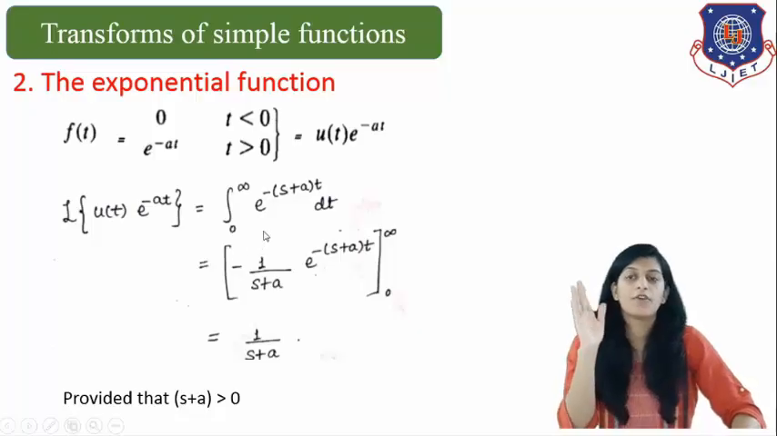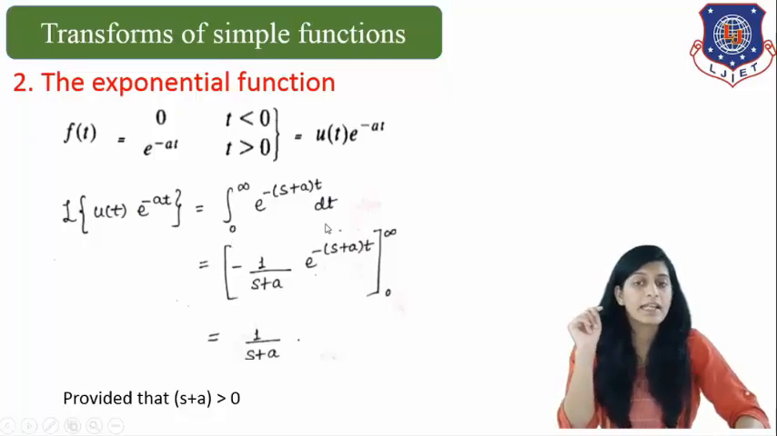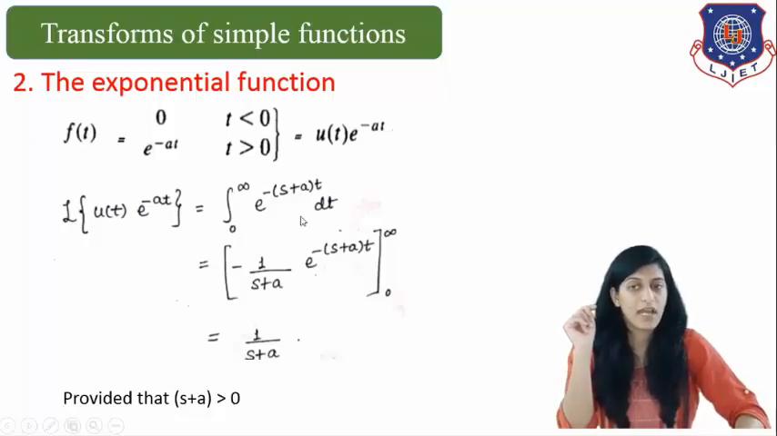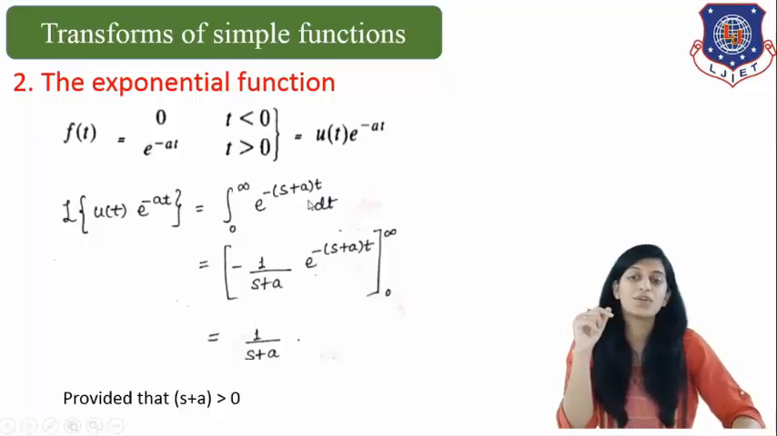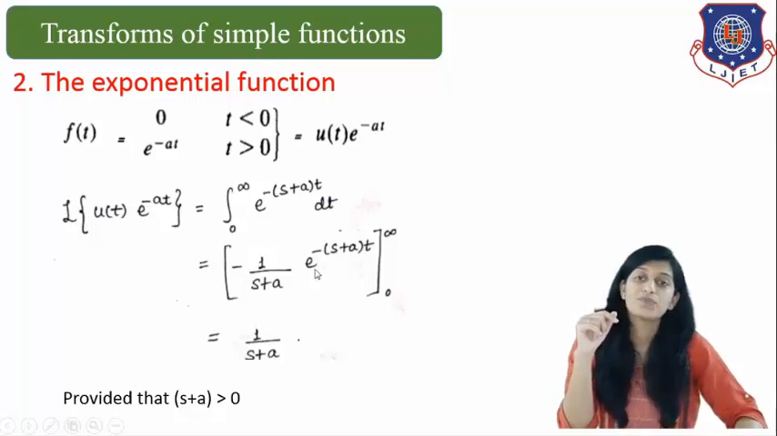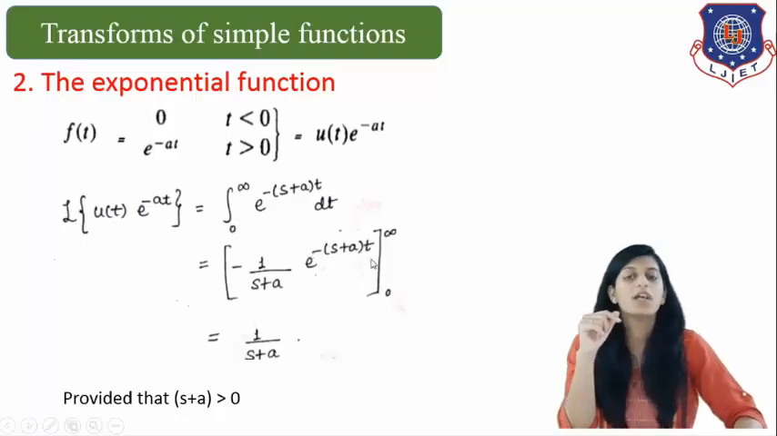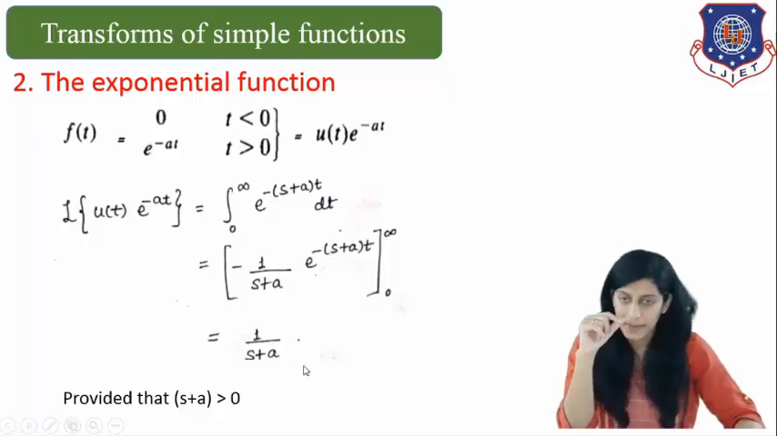Because Laplace transform of any function can be written as integral from 0 to infinity of e raised to minus st f of t dt. So my function f of t can be written as u of t e raised to minus at. So I am writing the same thing here, right? Now once you do the integration, it can be written as minus 1 upon s plus a, e raised to minus (s plus a) t. Putting the limits, it will be 1 upon s plus a.